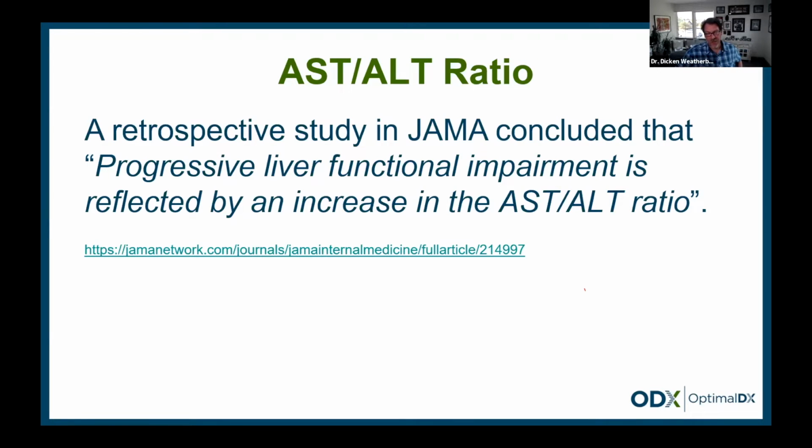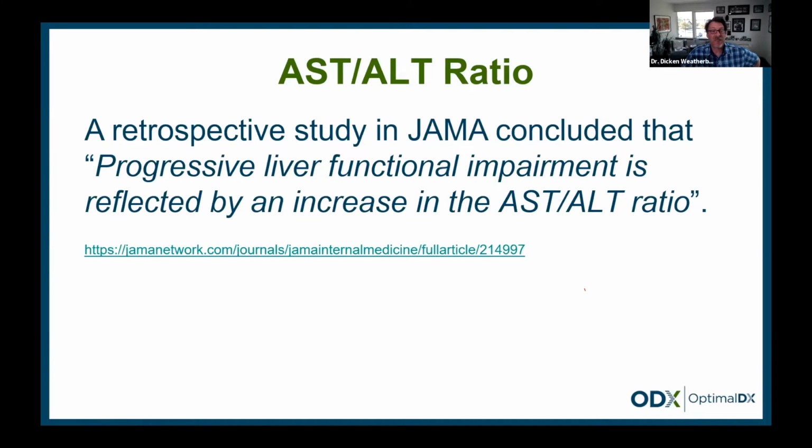I like looking at ratios because it's a way of being able to get even more value out of the biomarkers that we're checking. So there is some evidence that the ratio of AST to ALT is an indicator of emerging liver dysfunction. This is from research in the Journal of Cardiovascular Diabetology. A retrospective study in JAMA concluded that progressive liver functional impairment is reflected by an increase in the AST-ALT ratio.